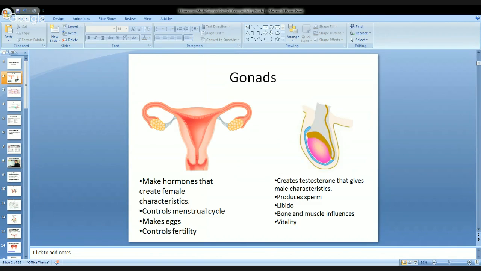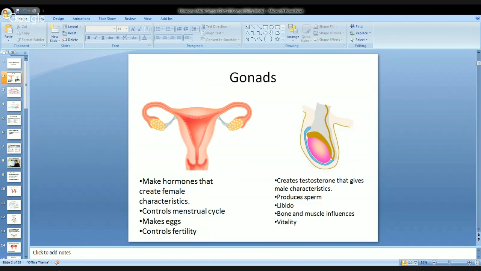So we're going to talk about the gonads. What are the gonads? The gonads are male and female reproductive organs. Let's start with the ovary. The ovary makes estrogen. The ovaries create hormones to create female characteristics. It gives the woman their curve. Certain cultures have different, more accentuated curves because they have more of a certain hormone, estrogen. It controls the menstrual cycle, and controls making the egg fertile in the uterus.